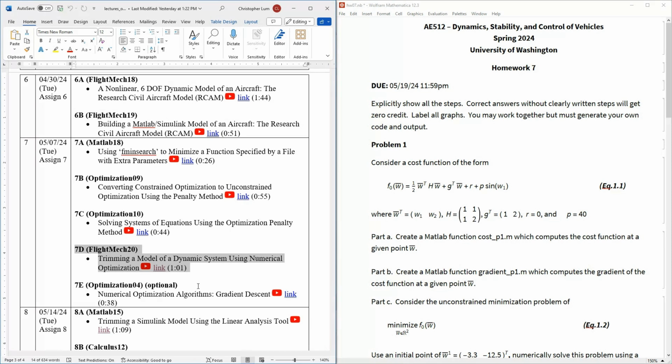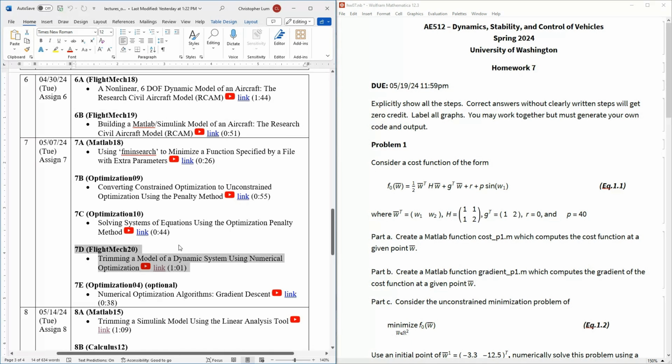So in this particular video, what we're going to look at is how I can get our aircraft model, our rigid 6 degree of freedom nonlinear aircraft model, trimmed and flying at a constant altitude, constant speed, straight wings level, pointing in a certain direction, right? So we're going to want to take all of those descriptions that I just said, turn those into mathematical equations, and then apply this optimization penalty method to solve it.